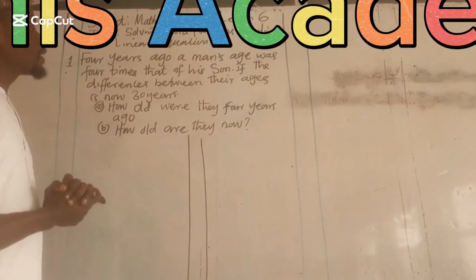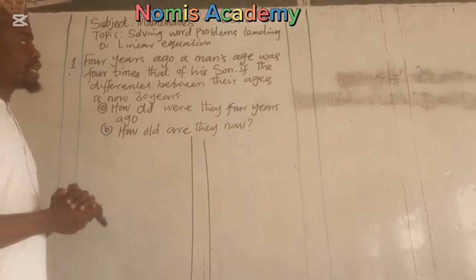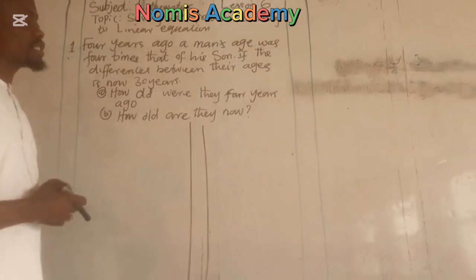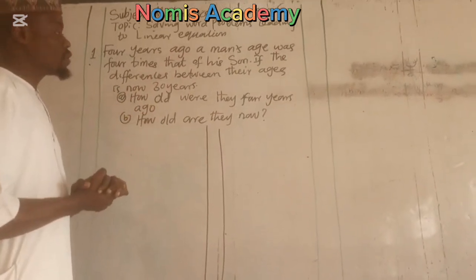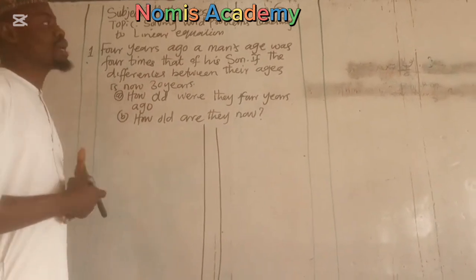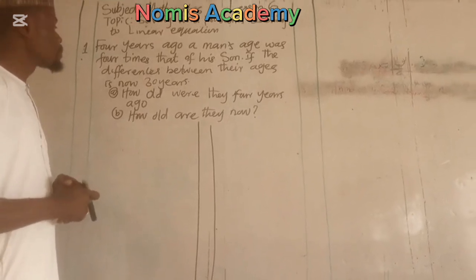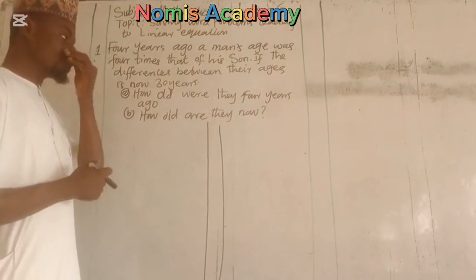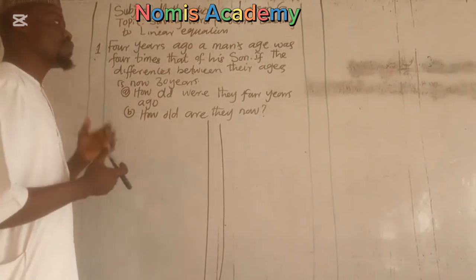Economics Academy. Today we're going to look at solving word problems leading to linear equations. This is my lesson 6. If you want to actually get this, you have to go back to my previous video. Today we are going to do a word problem. There are certain things you're supposed to know in word problems.